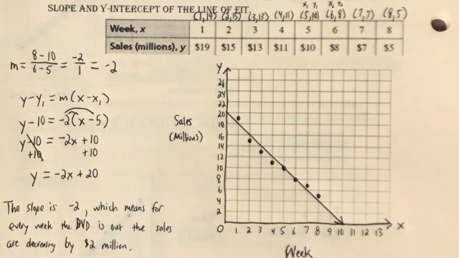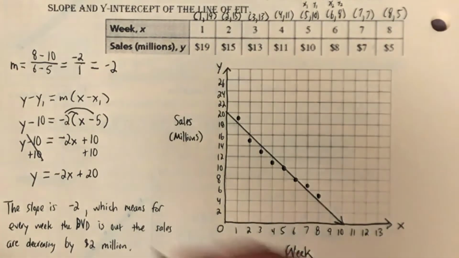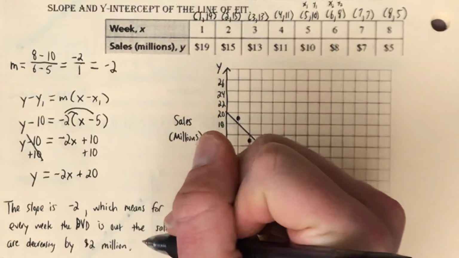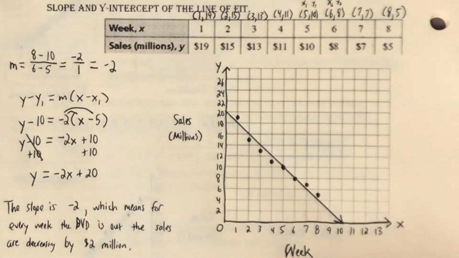So when it comes to interpreting y-intercepts of a line of fit especially, what you're really trying to determine is, does it even make sense? Does it have relevance to what's going on? I would say for this that it has no relevance, because you can't sell 20 million of something that hasn't been released out to the public to be sold.